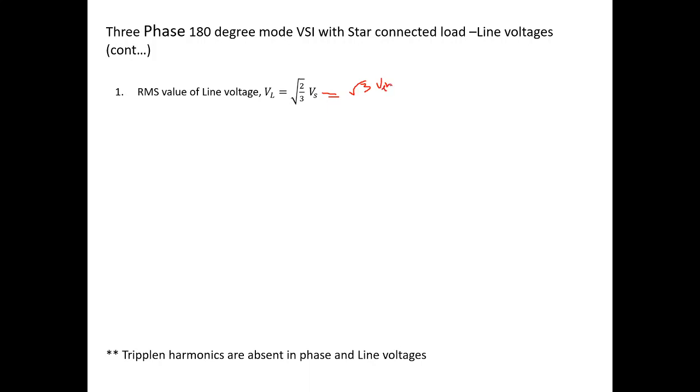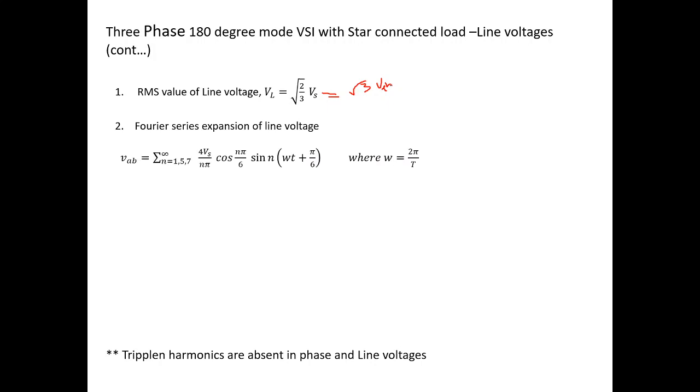Now the second one, Fourier series expression of line voltage. VAB, again, the line voltage is also free from triplen harmonics. It contains only odd harmonics, in fact the first harmonic, fifth harmonic, seventh harmonic, and so on, without triplen harmonics. The peak value of the nth harmonic is equal to 4 Vs by n pi into cos of n pi by 6. And if you observe carefully, this line voltage will lead the phase voltage by 30 degrees or pi by 6 radians.